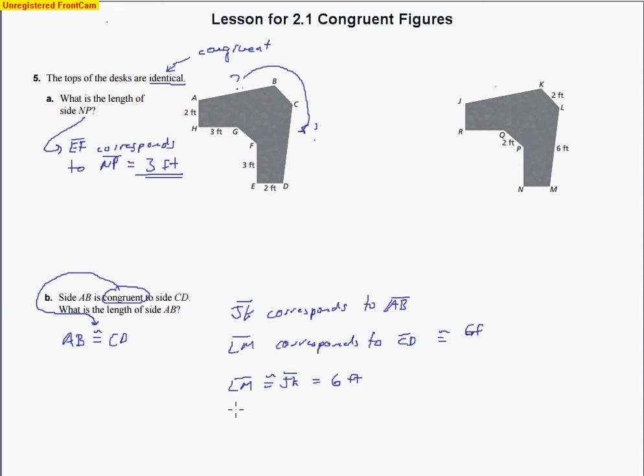And therefore, since JK is congruent to AB, that would mean it's 6 feet as well. So 6 feet, that is the length of AB. Those are problems that you're going to see on tonight's assignment, at least on Chapter 2, Section 1.